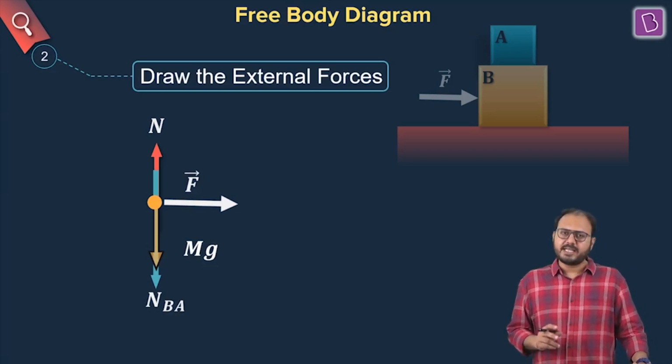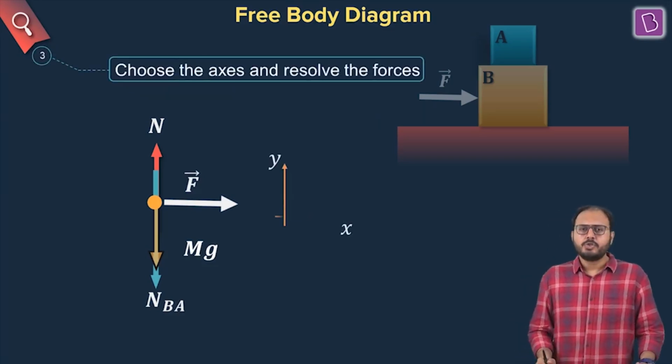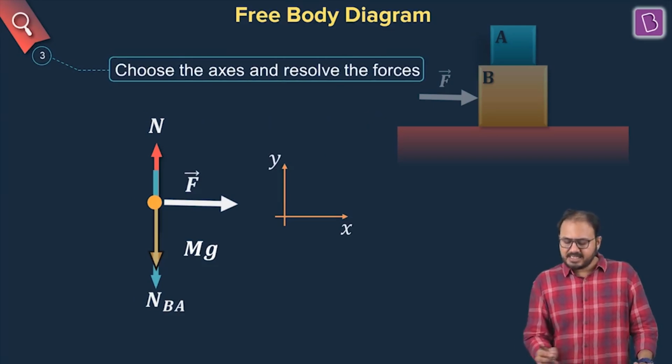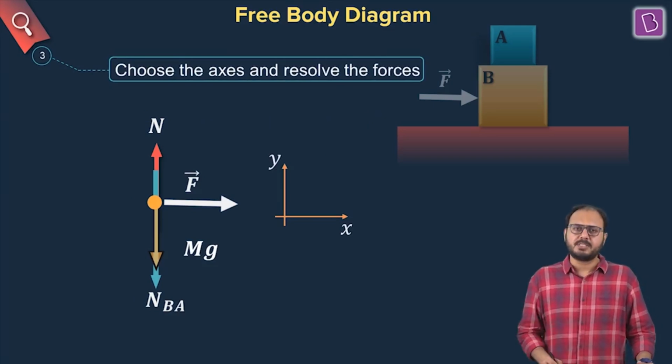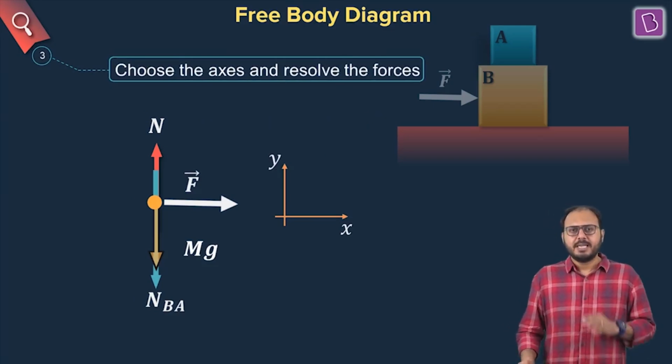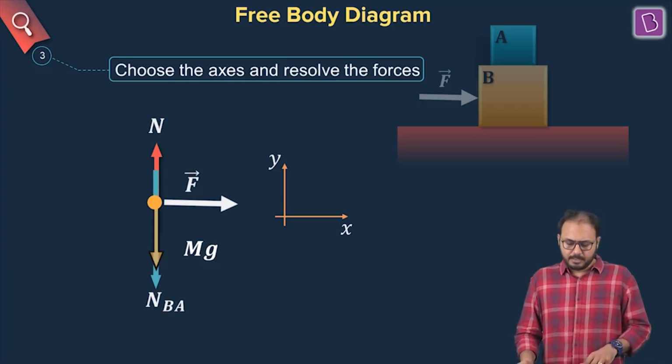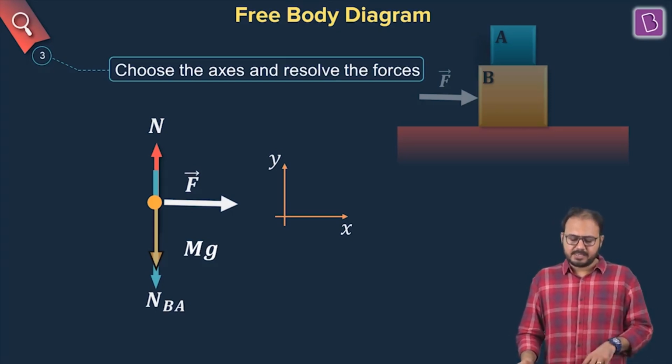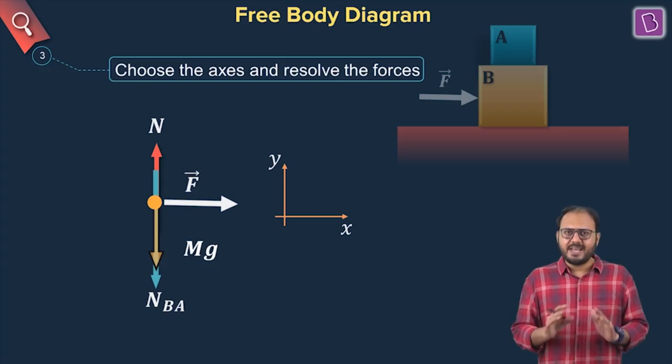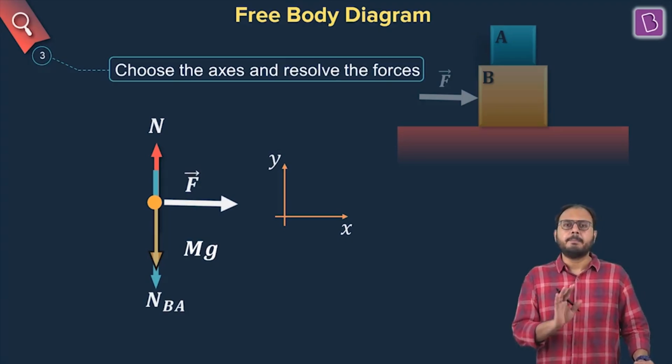Sure. So draw the external forces and then what do? Choose the axes and resolve. Let's say I choose right as positive and up as positive. Are all the forces either along X or Y? Yes, sir. F is along X and the remaining 3 are along Y. Do I need resolution into components? No, I don't. My FBD is complete.